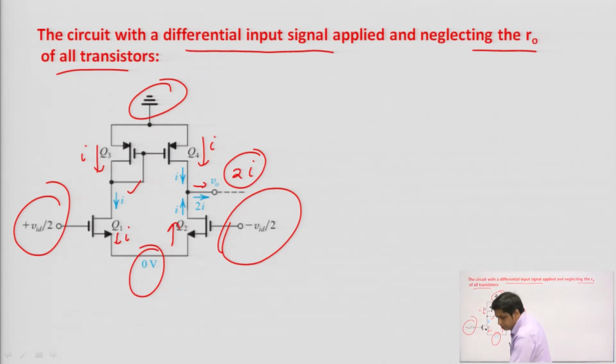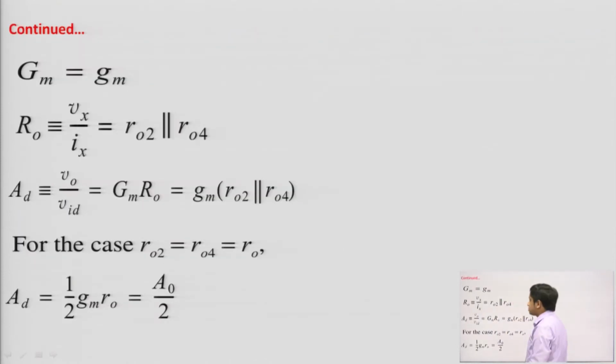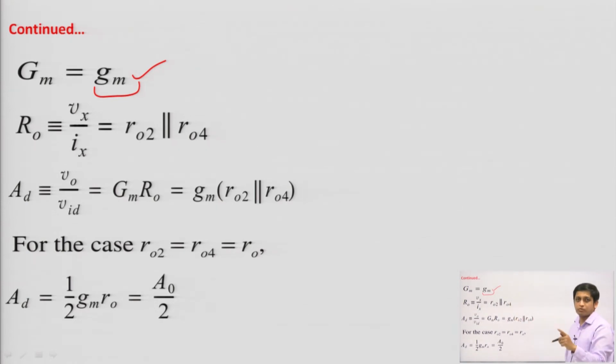So, for this circuit we can calculate transconductance, the output resistance and the differential gain. The transconductance GM of this differential amplifier with active load is GM. This GM is the transconductance of the individual transistors Q1 and Q2, those are the input transistors. And again we can calculate the output resistance R naught. In lecture 21 I had discussed the procedure for calculating the output resistance of any circuit. There I had given an example of the Wilson current mirror, where we calculated its output resistance. Similarly, following the same procedure you can calculate the output resistance of this differential amplifier with active load.